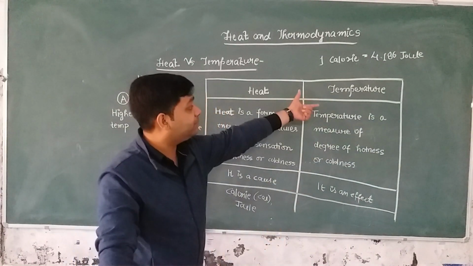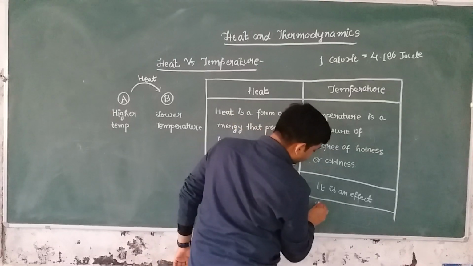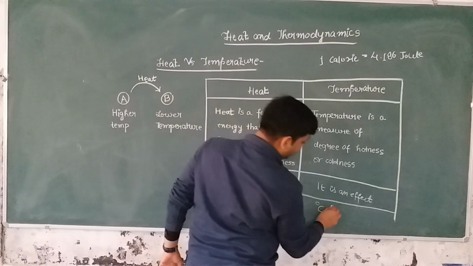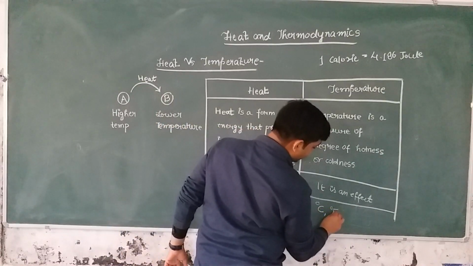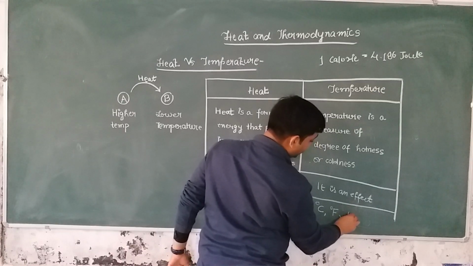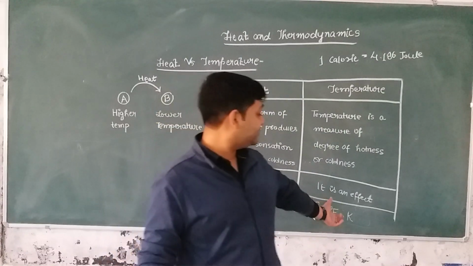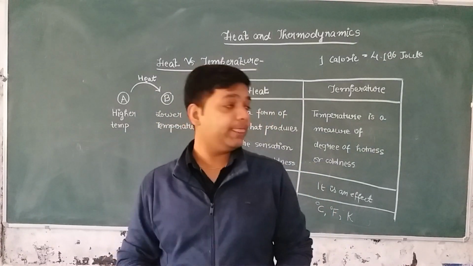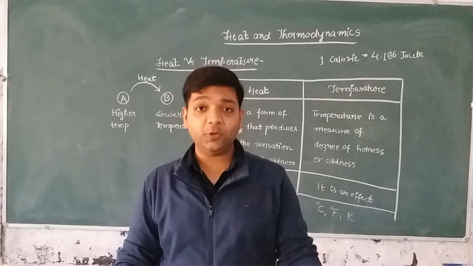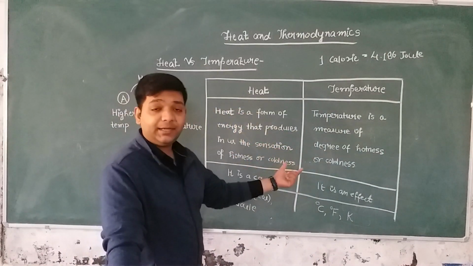And can you tell me the units for temperature? Degree centigrade is one unit of temperature, degree Fahrenheit is another unit of temperature, and Kelvin. The SI unit of temperature is Kelvin. So these are some of the differences between heat and temperature that you must know, because they will help you understand the difference between heat and temperature.